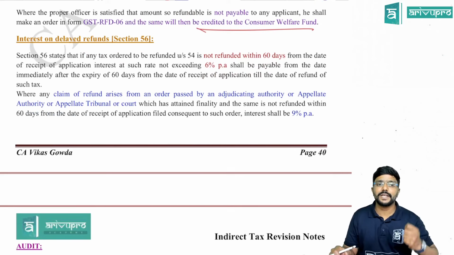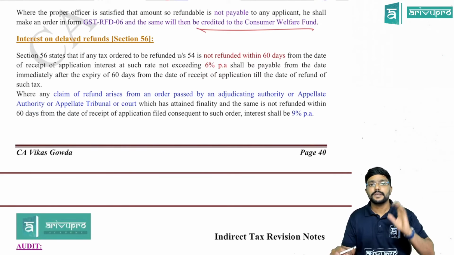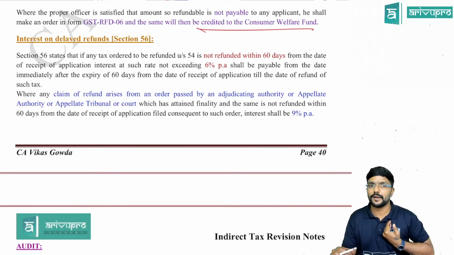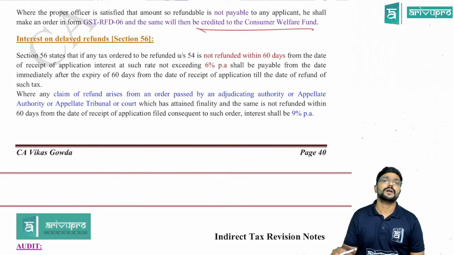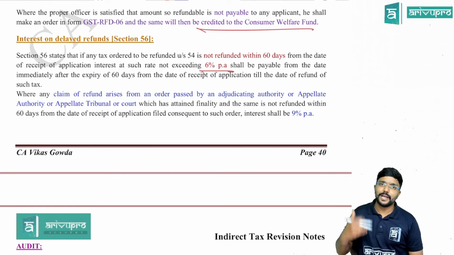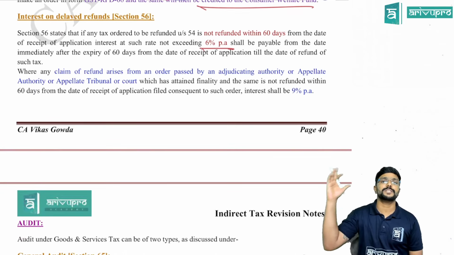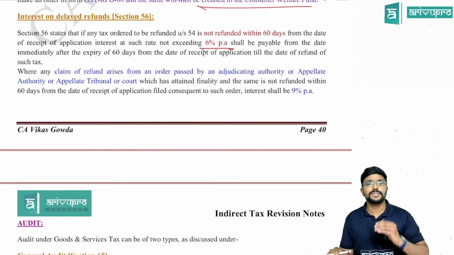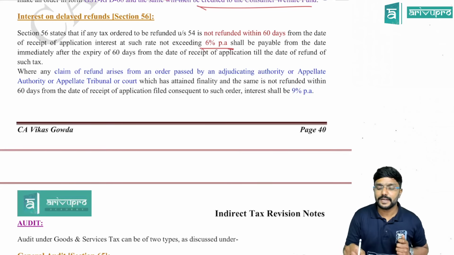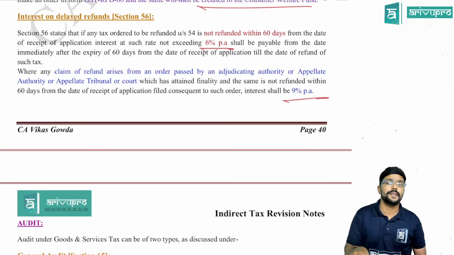So if there is any delay in payment of the refund in excess of 60 days: refund has to be granted within 60 days from the date I have made the application. If it is extended further from the 61st day, interest will accumulate on the refund amount at 6% per annum. But if I have made an application based on a court judgment or tribunal judgment, then on the expiry of 60 days, that is from the 61st day, interest will be calculated not at 6% but at 9%.